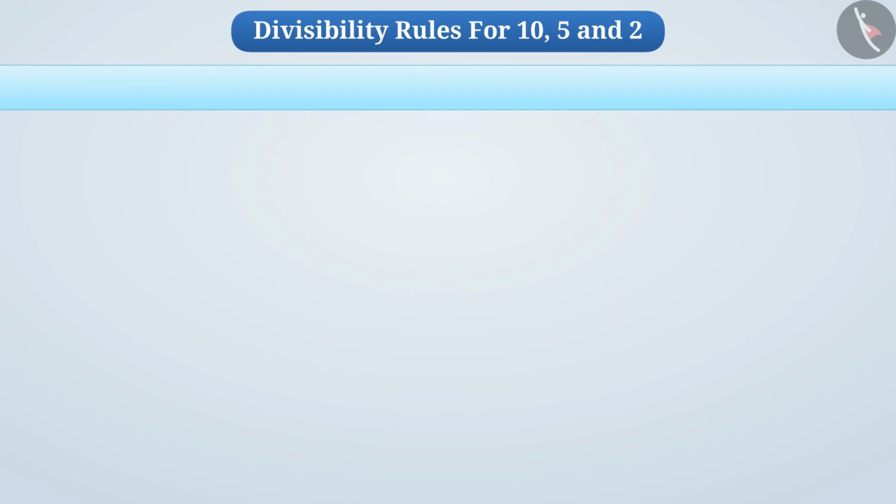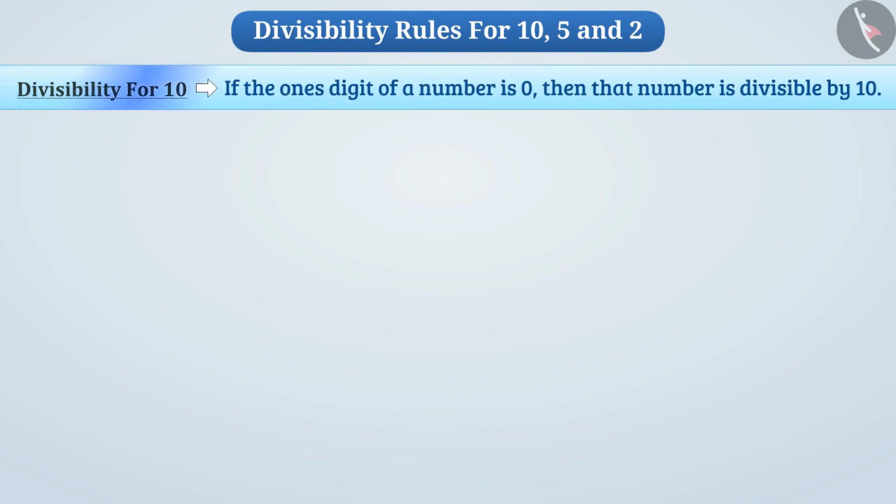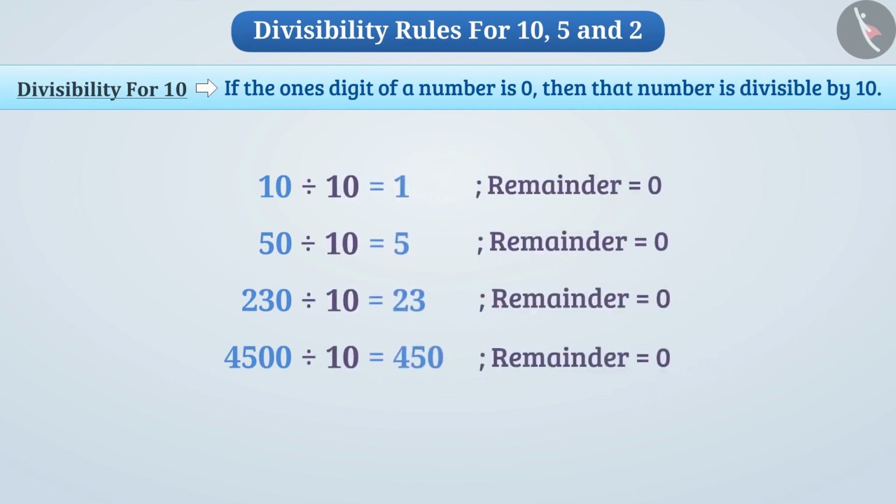Let's talk about the divisibility rule for 10. The divisibility rule for 10 tells us that if the ones digit of a number is 0, then that number is divisible by 10. For example, 10, 50, 230, 4500, etc. All these numbers are divisible by 10. Let's understand how this rule works.